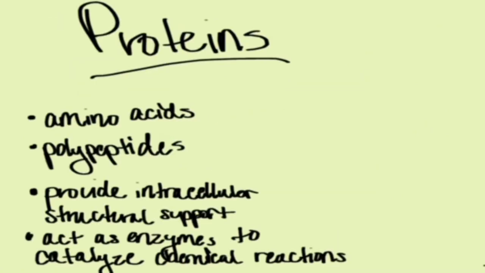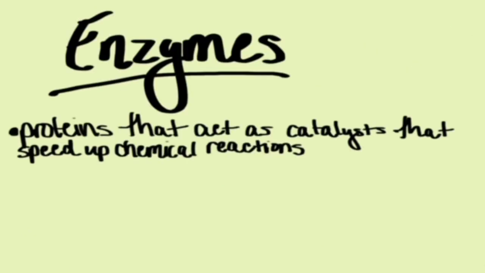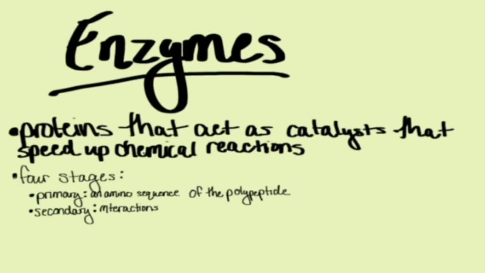Proteins. The monomer of proteins are amino acids, while the polymers are polypeptides. Proteins provide intracellular structural support and act as enzymes to catalyze chemical reactions. Enzymes are proteins that act as catalysts to speed up chemical reactions.